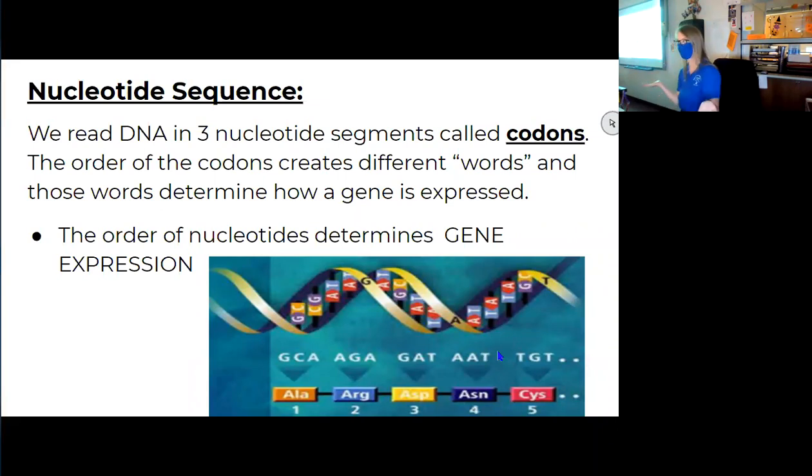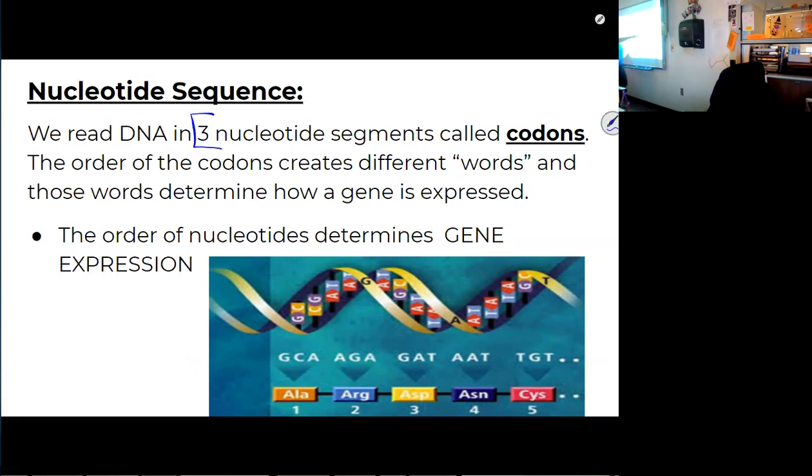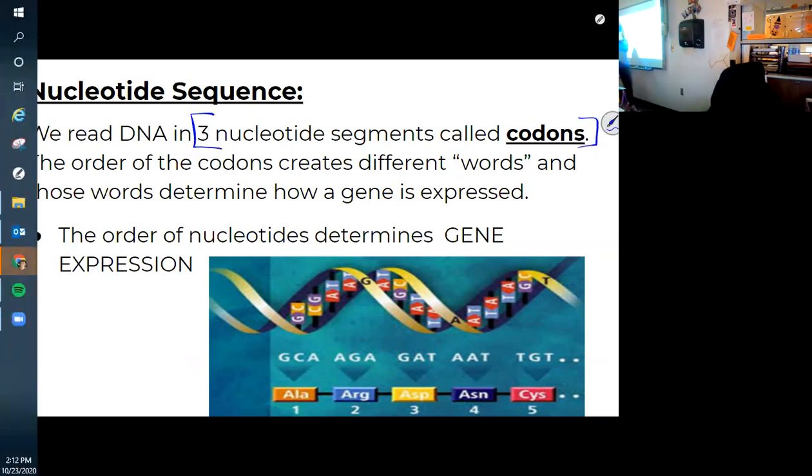But on the same note, just because you have a gene does not mean you will see it or that it will be expressed. So on this slide, what I want you to focus on is that 3 nucleotides are called a codon, and that the order of these nucleotides or codons determine gene expression.